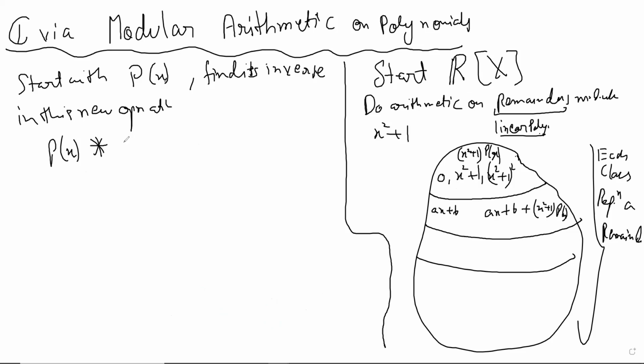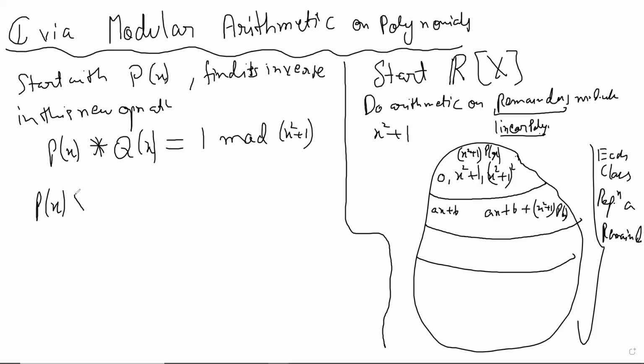We want to find the q(x) such that this is 1 in this world. And what does that mean? That this is equal to 1 modulo x square plus 1. Does everybody see the point? Because that is what this multiplication is about. Now, let's break it down further.